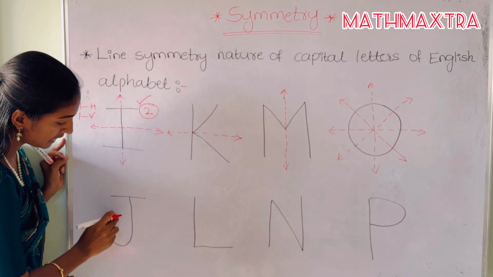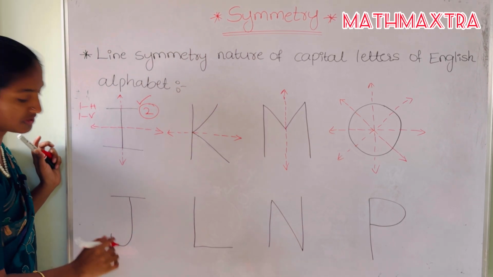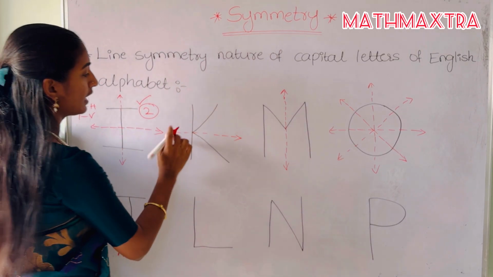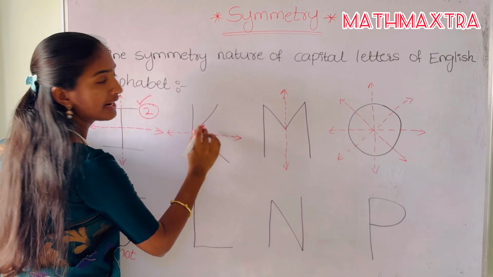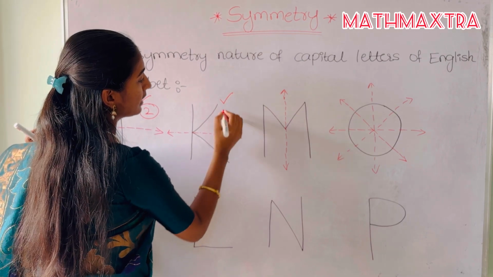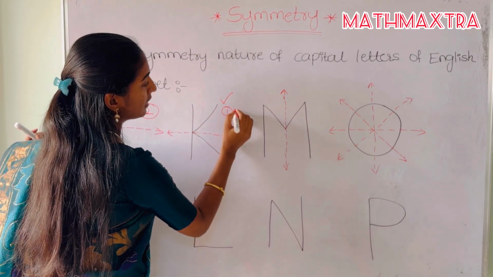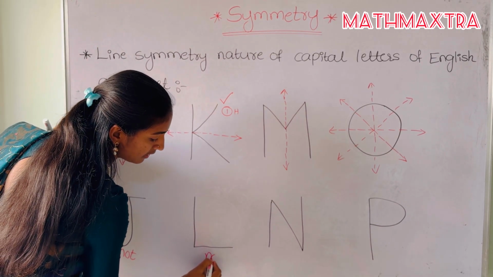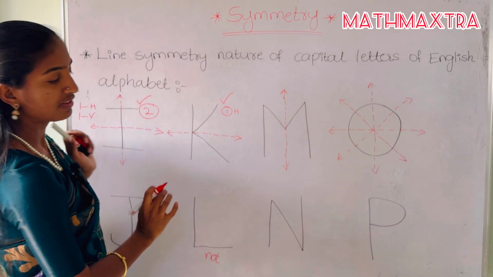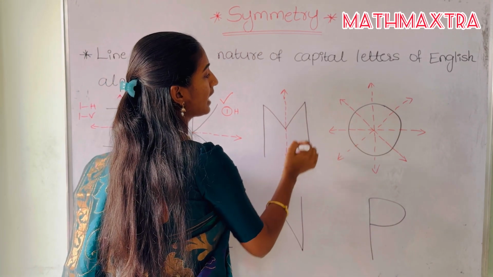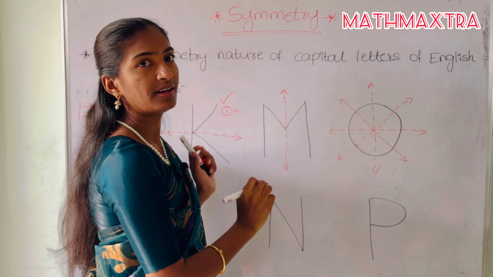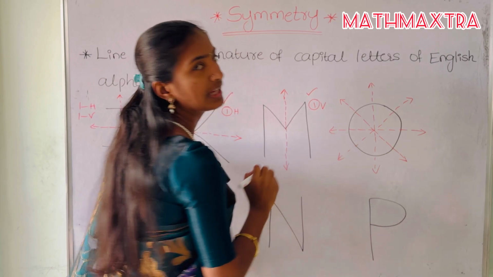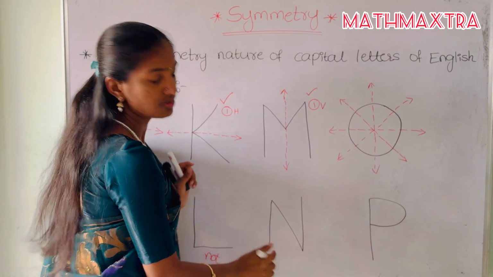And for J, we can't draw any line of symmetry. So it is not symmetric. And for K, it is symmetric and it has one line of symmetry, the horizontal. For L, it is not symmetric. We can't draw any symmetrical line for this. And for M, it is symmetric. It has one line of symmetry, the vertical. And for N, it is not symmetric.